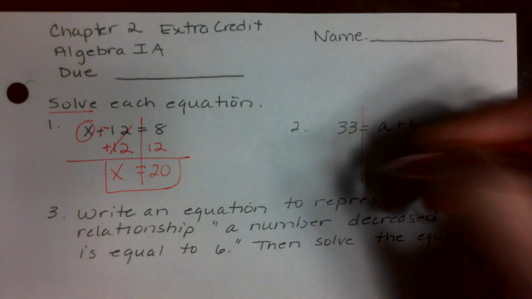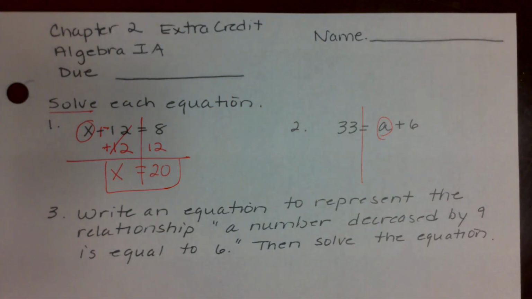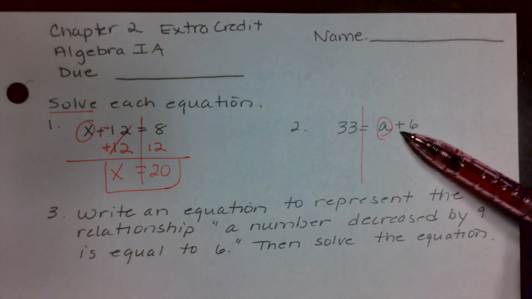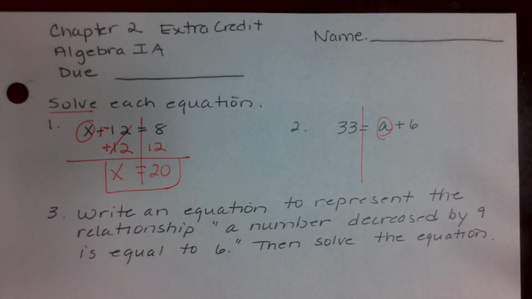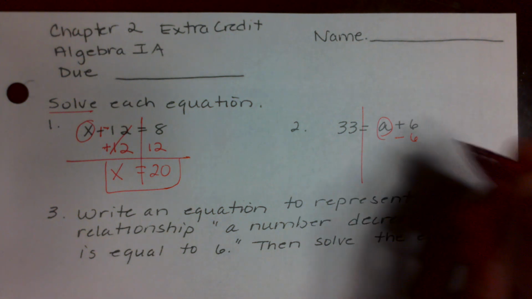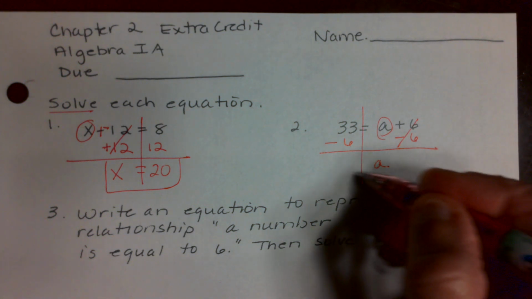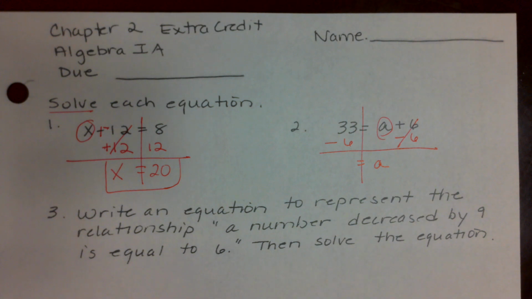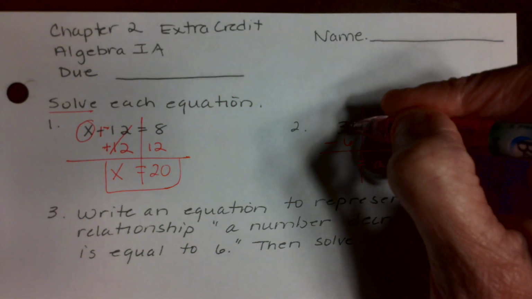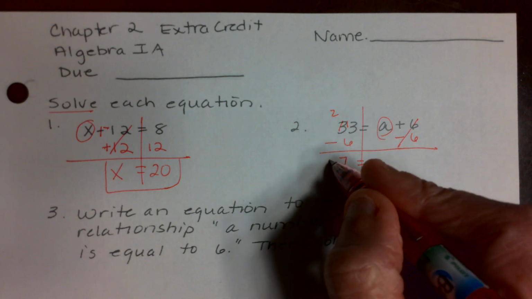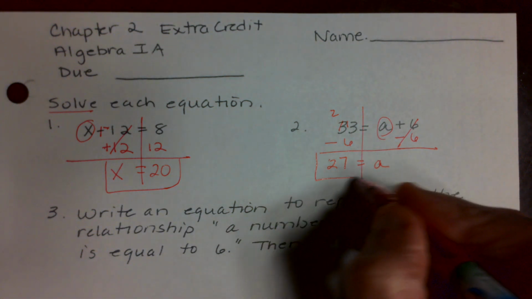Going over here. Draw your line, circle your variable. What's with it? The 6, you look before the number and see what it is. It's a positive 6. So I need to do the opposite, which is add a negative 6 or subtract 6. Same thing. Gone. I'm left with the a over here, and 33 minus 6. Got to do a little subtracting here. 13 minus 6 is 7. 2 minus 0 is 2. So 27.